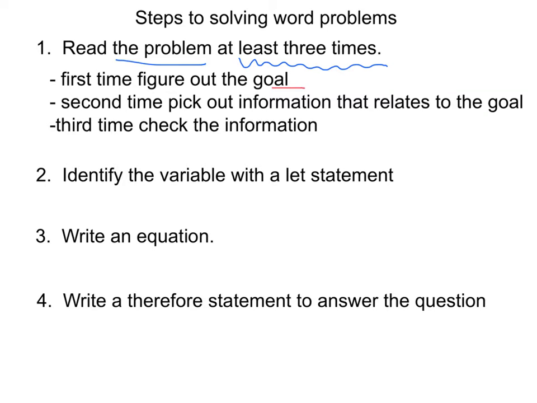So the second time through, you pick out the information. Once you figure out what your goal is, now you know what information needs to relate to that. So if Sally has 5 hats, but they're talking about her going and eating subs at Sub Shop, no one cares about that. My question is, how many hats does Sally have? I want to work with her hats. So any extraneous information I know is out, and you don't have to mess with that.